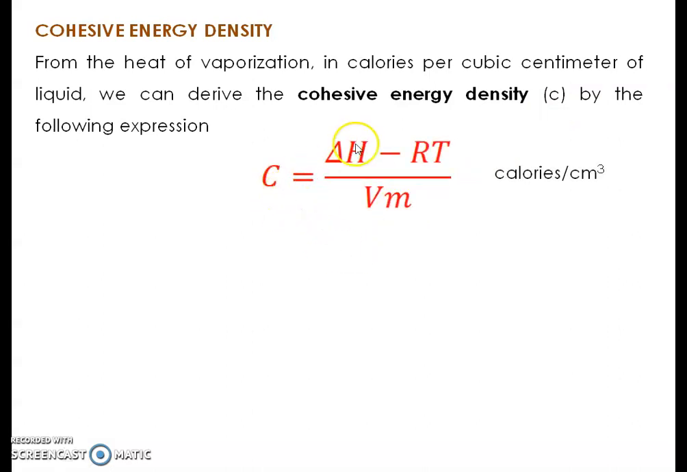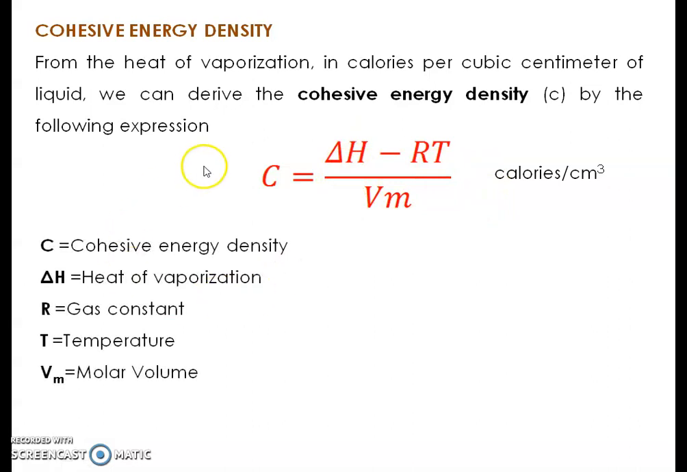It is denoted by the letter C, and the expression for it is like this: cohesive energy density C is equal to delta H minus RT divided by Vm, and it has the unit calories per centimeter. Now what are these terms? We will explain now. C is cohesive energy density, delta H is the heat of vaporization of that particular solvent, R is a gas constant, and T is the temperature at which we are carrying out the vaporization, and lastly Vm is the molar volume of that liquid.